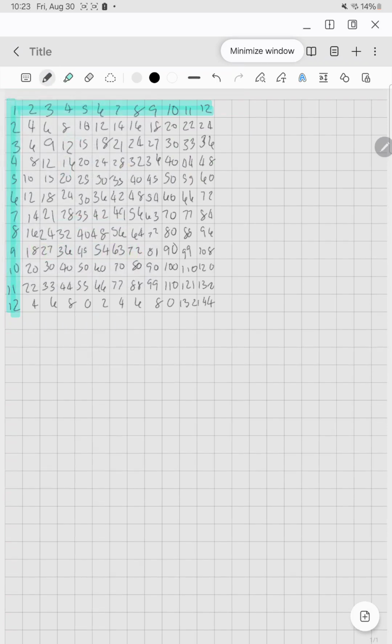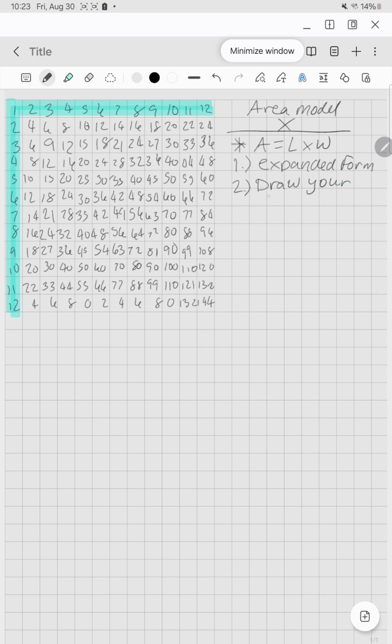All right, so first things first, here are the steps for area model multiplication. And it's like its name. Keep in mind we will be using the formula for area, which is A equals the length times the width. And your first step is to put the numbers in expanded form. Step 2, draw your rectangle.